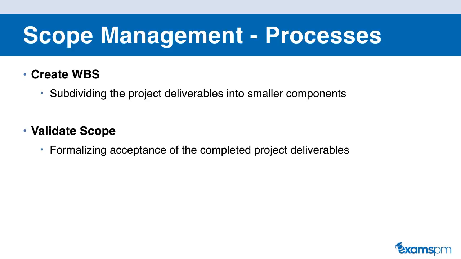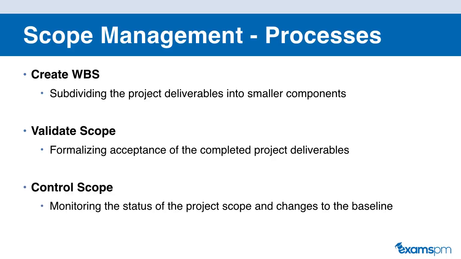The next process within scope management is to validate scope. This is where we formally get acceptance from our sponsors or our customers of the completed project deliverables. This is when we get our customers or our sponsor to validate that we had completed all the work that we said we were going to do in the project scope.